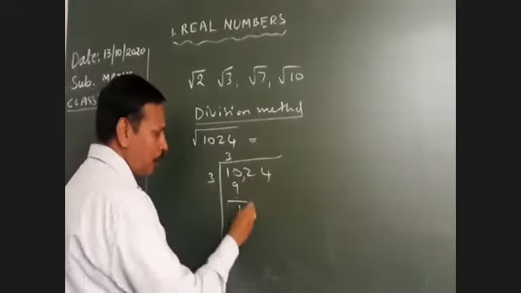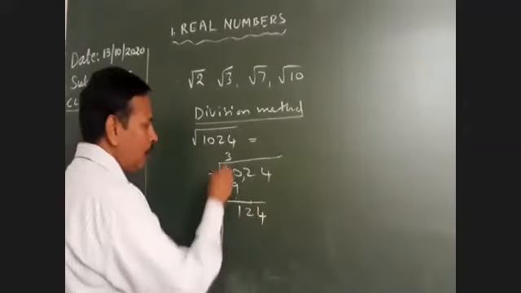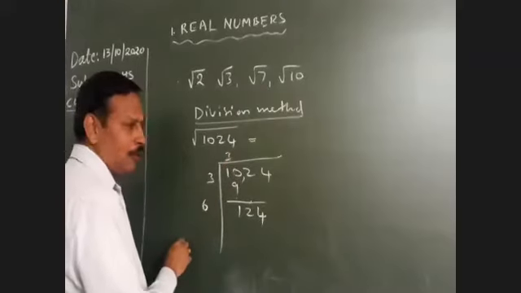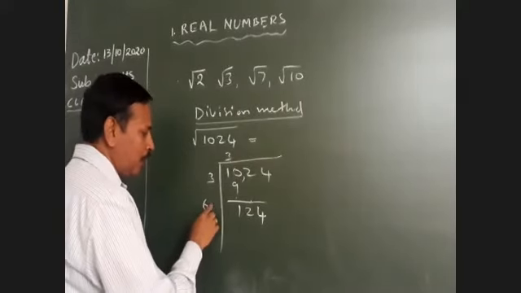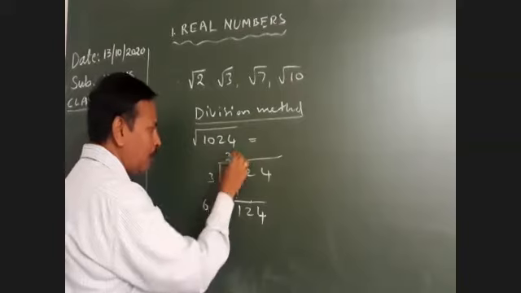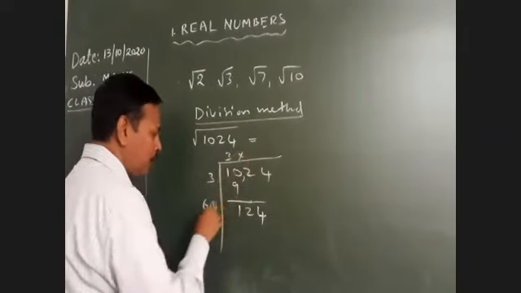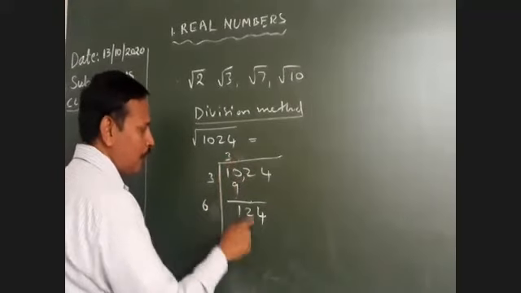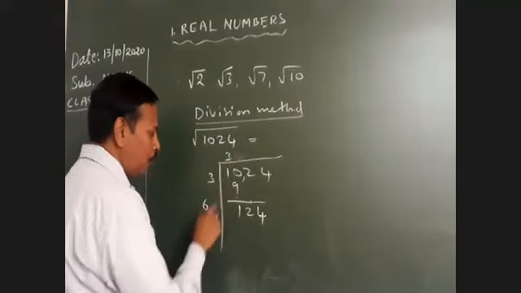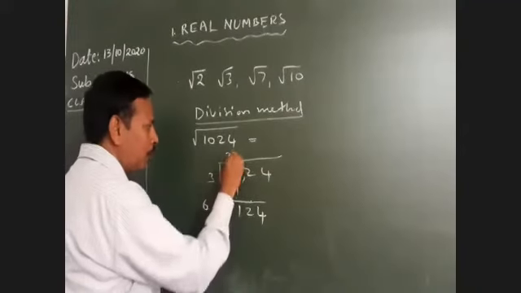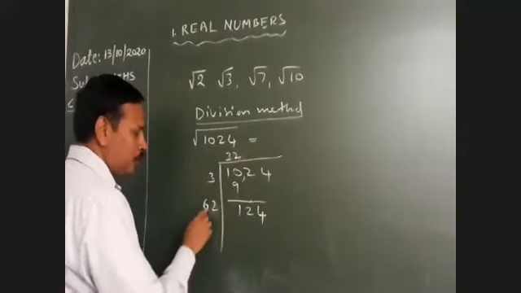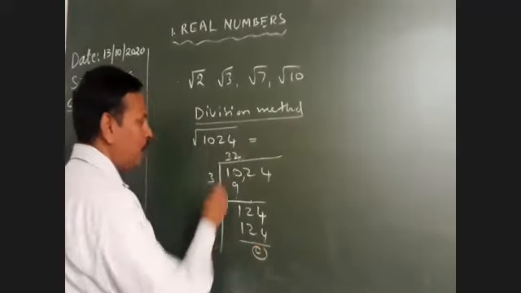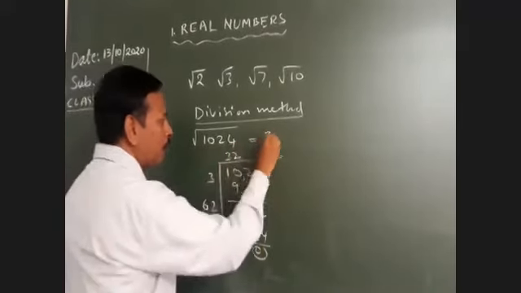Next 2 digits you have to bring down, that means 24. Now here you have to double. 2 3s are 6 will come here. Now if you write a digit here, the same digit should be there also. This is the division method. So think of 61 1, 62 2: 2 2s are 4, 2 6s are 12. So 62 into 2 is 124. So the remainder is 0. Therefore, the square root of 1024 is equal to 32.